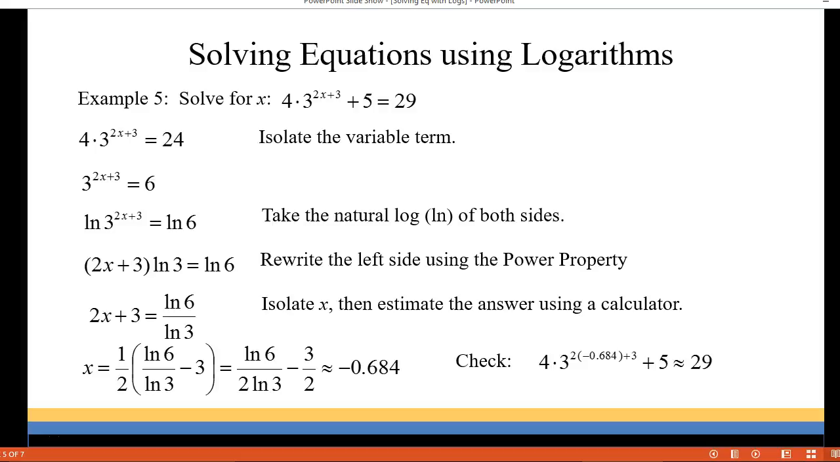Again, I'm going to check my work by going back to the original equation and plugging it in. And I got a number pretty close to 29. The more decimals you take it out to, the better off your answer is, or the closer it is to the 29.